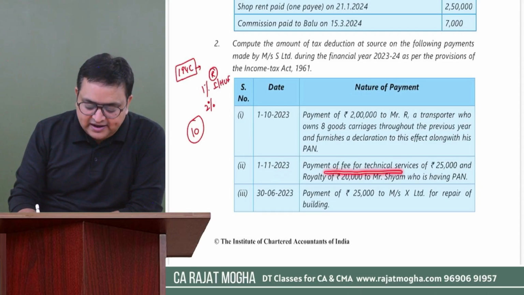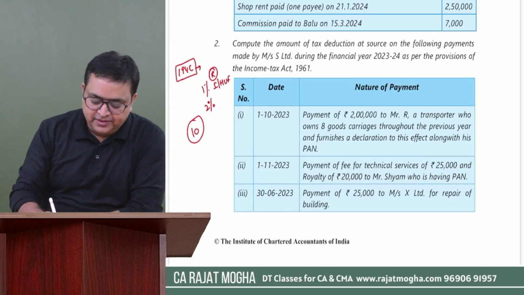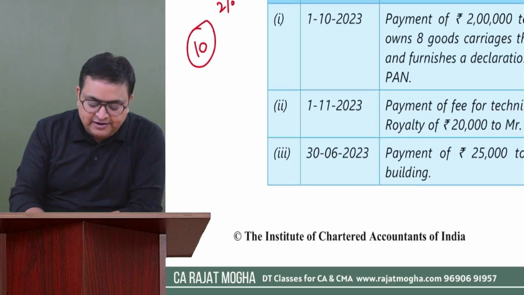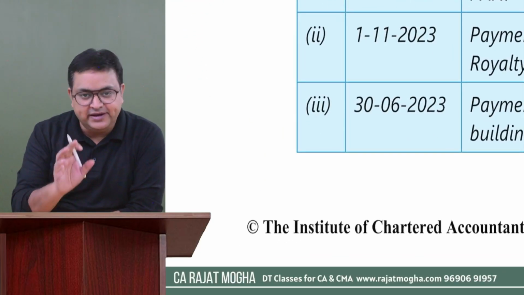Second, payment of fees for technical services of 25,000 and royalty of 20,000 to Mr. Sham, who is having a pen. Okay. Very good. Now we have a very important section. The section number is 194J. Quite an important section.